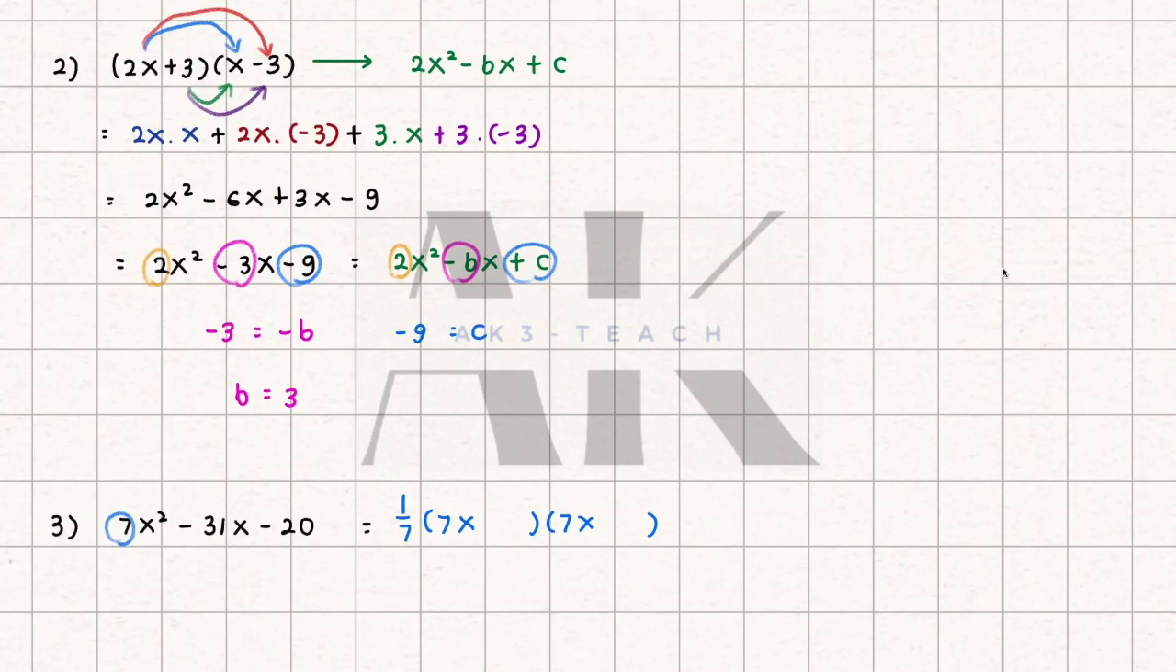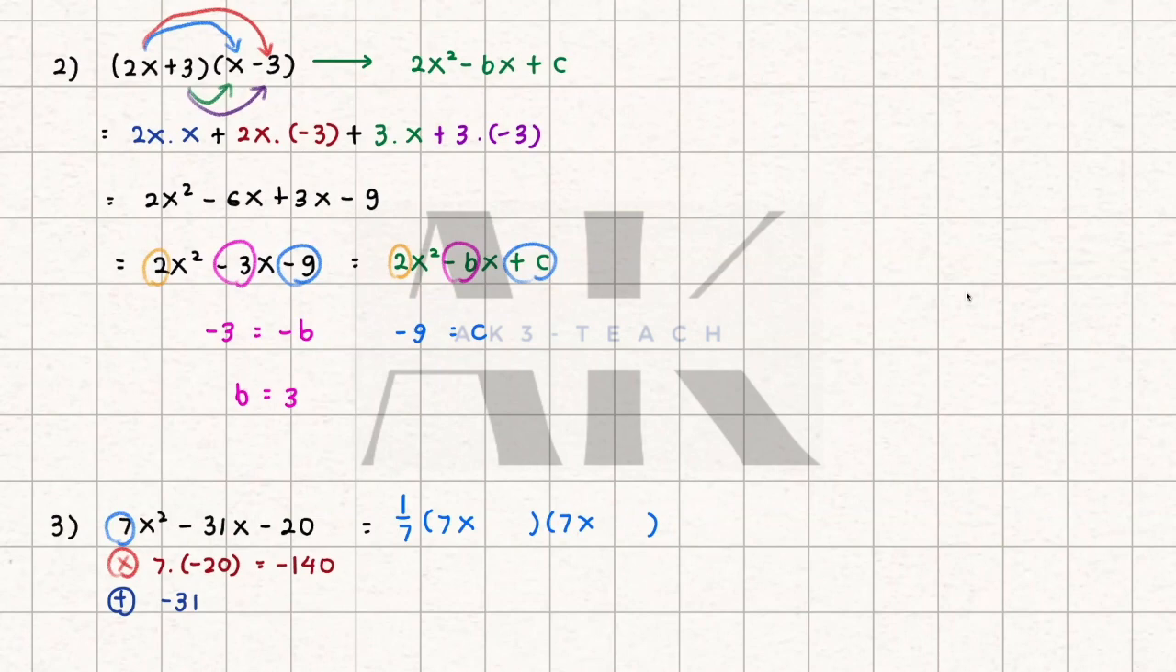Then we start seeing what two figures, when multiplied, give you a times c. In this case, if you multiply it, it will be the multiplication result of 7 times negative 20, so it needs to be minus 140. But when you sum them up, you want it to be negative 31. So can you think of two figures that match this?